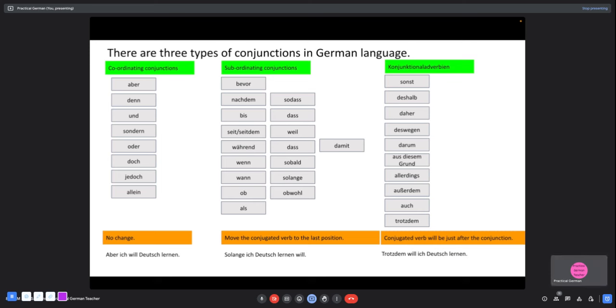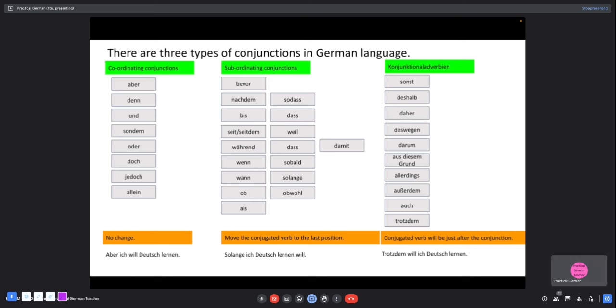"Aber" is "but". Yeah, sentence, please. "Ich mag Kaffee, aber ich trinke Tee." Correct. Continue. Then is "because". You can think of daily life, and you will have a sentence. Okay, if you cannot, just continue. No problem.